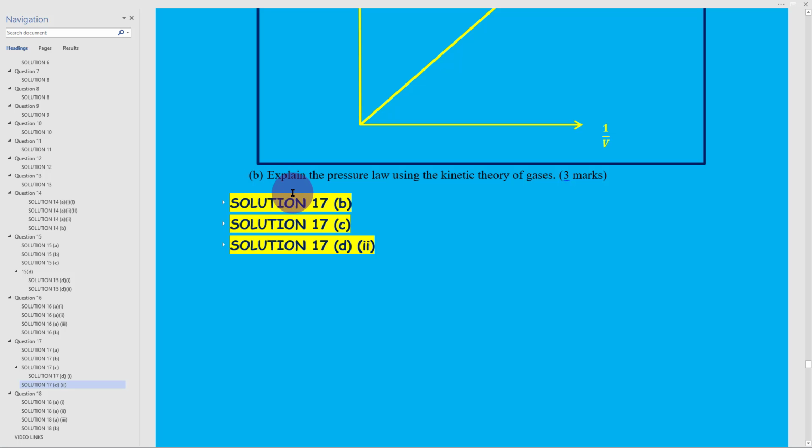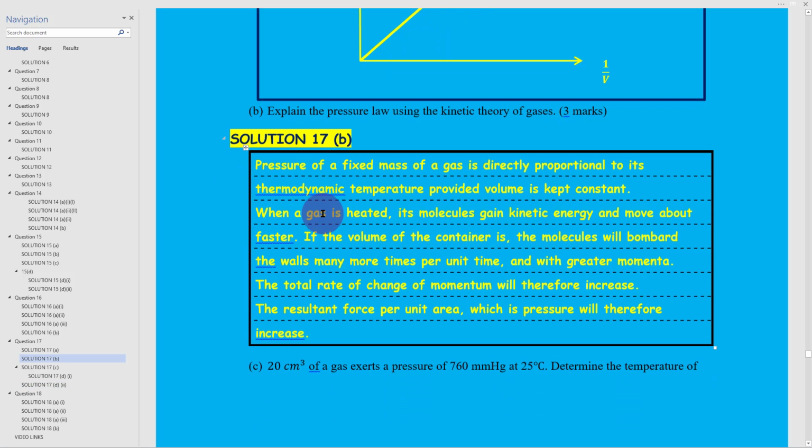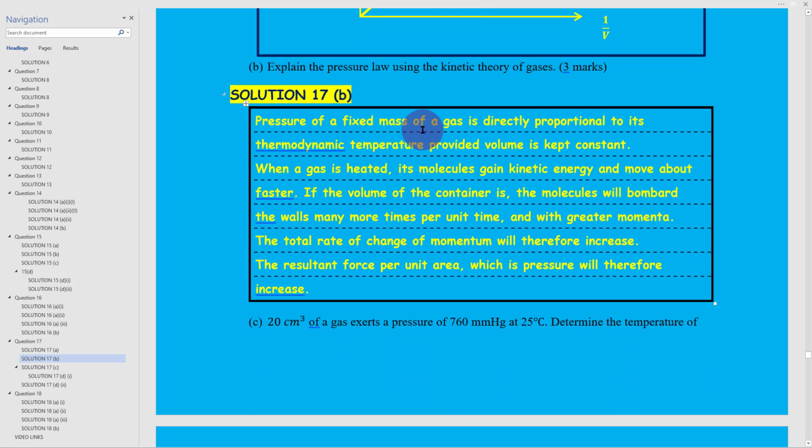Explain the pressure law using the kinetic theory of gases. Of course, for us to explain the pressure law, I think it is important that we state the law first. The pressure of a fixed mass of a gas is directly proportional to its thermodynamic temperature, provided volume is kept constant. So it is this law that we want to explain in molecular terms.